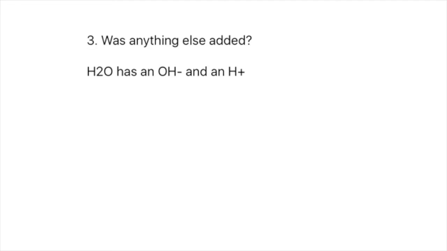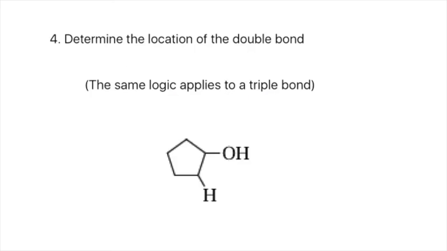Our third step is to find out, was anything else added in addition to what we decided in the first step? Well, when we add water, we're adding a hydroxyl, and we are also adding a hydrogen because water has an OH in it and an H+. Please note that my program will not allow me to make subscripts, so you'll just have to put those in your minds. Step 4 is to determine the location of a double bond.